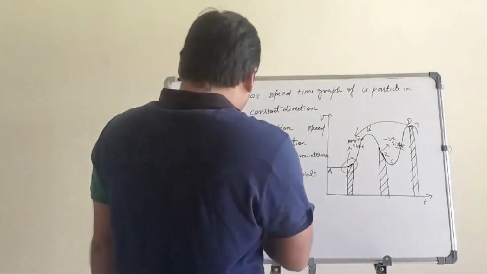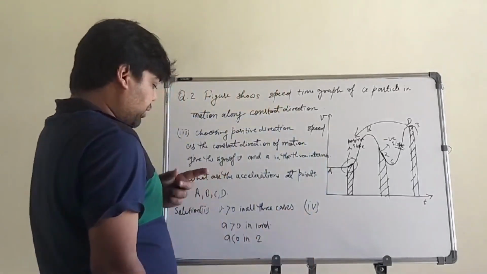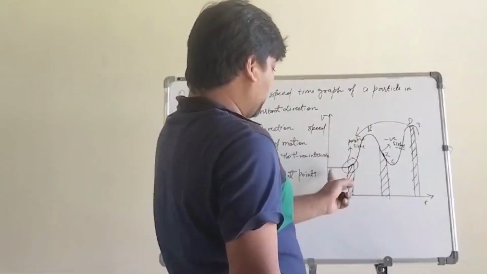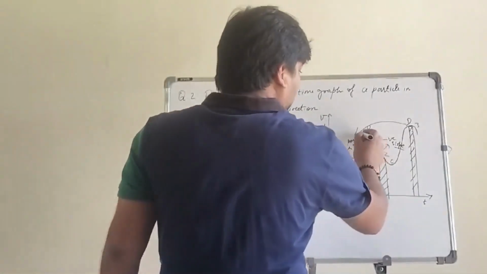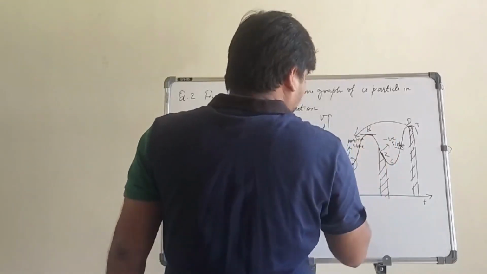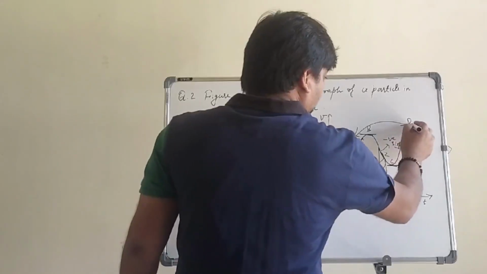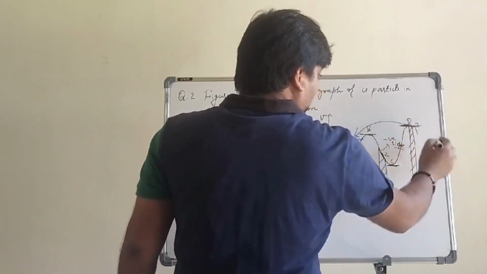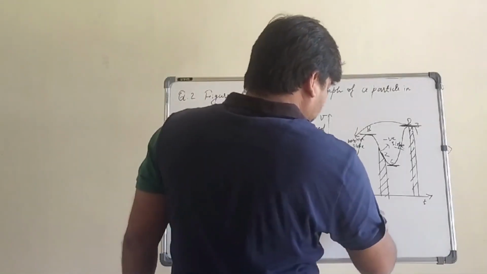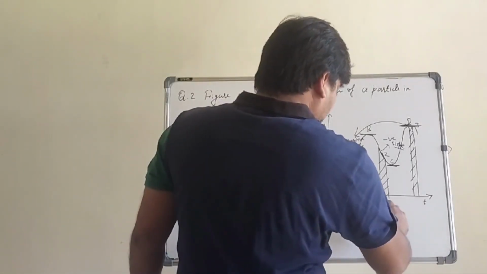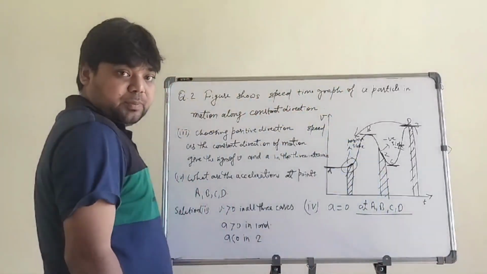Now let us go to part 4. Part 4 says, what are the accelerations at the points A, B, C and D? If you see it carefully, the change in velocity at all these points is 0 because they are all straight lines. Slope is 0. It means that acceleration is also 0 at A, B, C, D. No change in velocity, acceleration is 0.